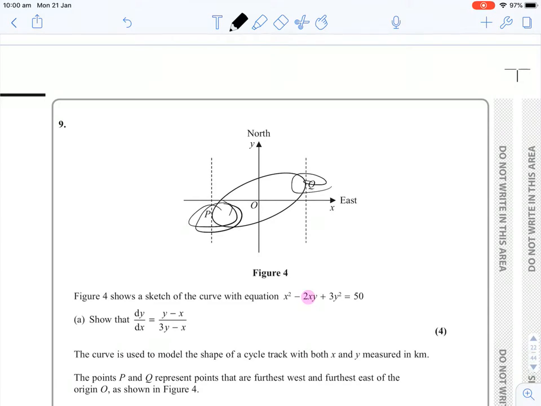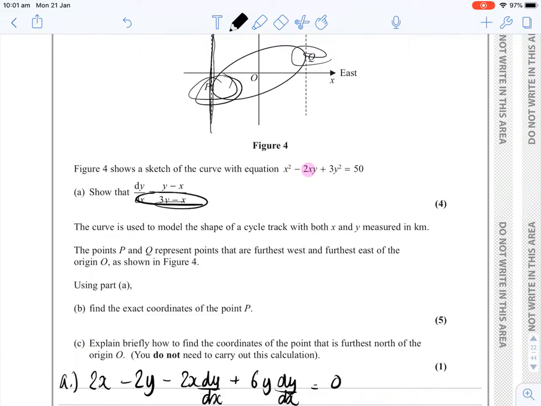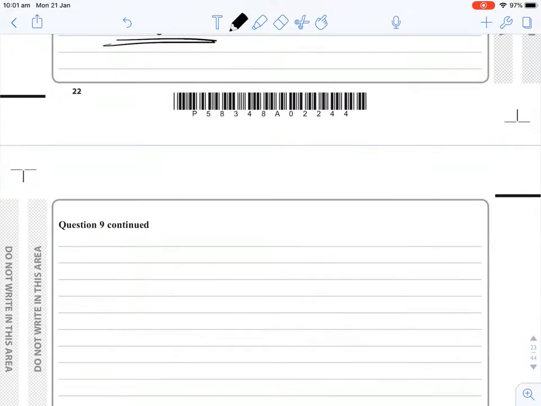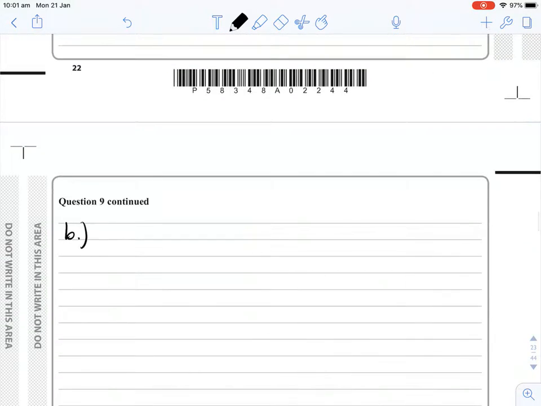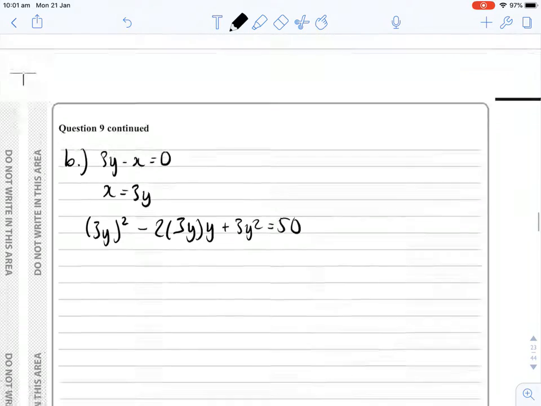So point P here. Now we can see that this is where we have an asymptote, so the gradient is going to be undefined. Therefore, if the gradient is undefined, it tells us that the denominator in the fraction must be equal to 0. So for part B, what we know is that 3y minus x is equal to 0 and x is equal to 3y. So we can sub that into our original equation to have (3y) all squared minus 2 lots of 3y times y, add 3y squared is equal to 50.